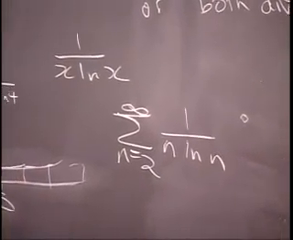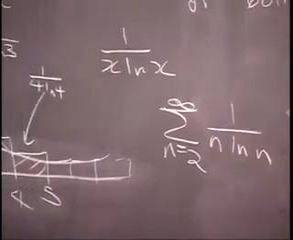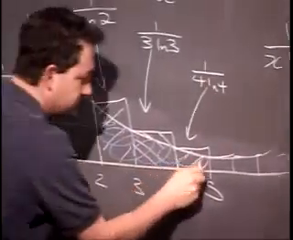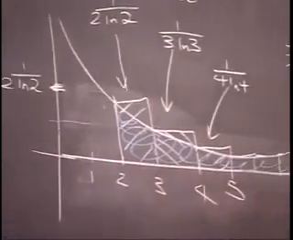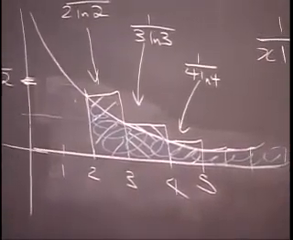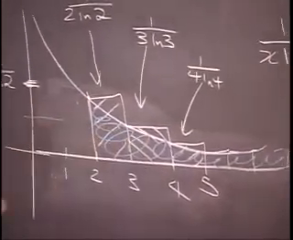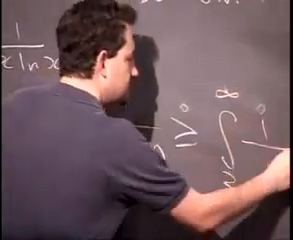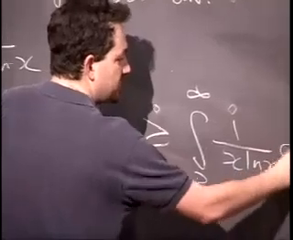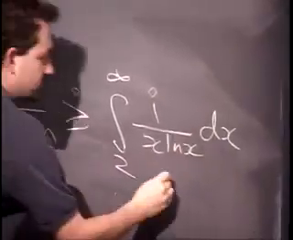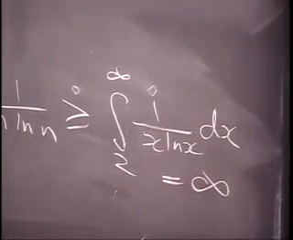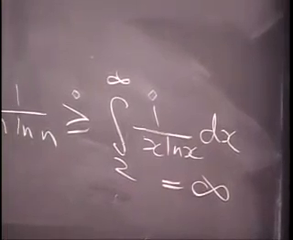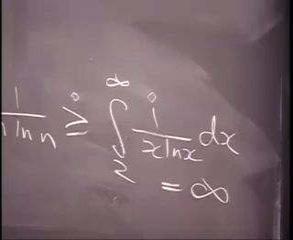Now, the integral looks like this. And as you can see, it's contained within the boxes. So actually, the boxed area, which is our series, is bigger than the blue area, which is our integral. But we've seen that that diverges. So by comparison, the series diverges as well. So the integral test is just a clever comparison with an upper sum.